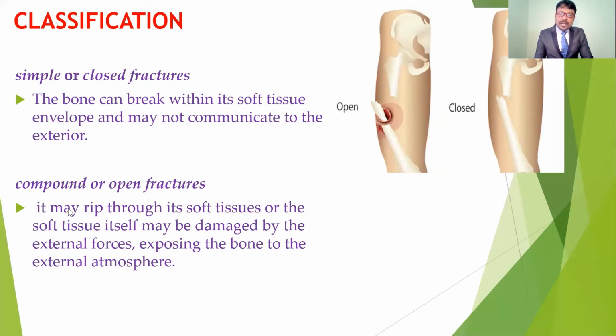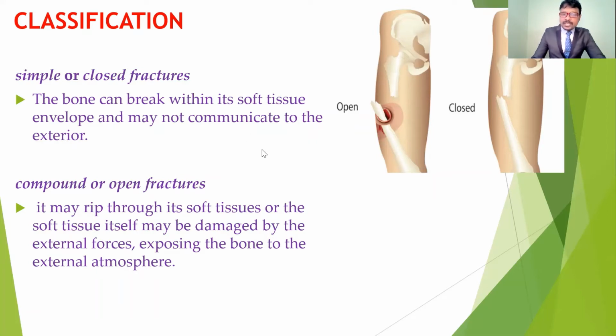In compound or open fractures, the bone may rip through the soft tissue, or the soft tissue itself may be damaged by external forces, exposing the bone to the external atmosphere. So the bone comes outside, and along with the exposure, there is bleeding to the outside. This depends upon the injury mechanism and how much external force is applied. So the fracture is going to be closed or open.